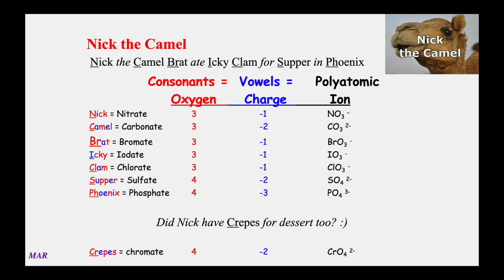Now, camel has three consonants, C, M, and L. It has two vowels, A and E. So C is carbonate, carbon with oxygen, all right? That means CO3 for three consonants and a -2 charge because of the two vowels. And you can keep going through and see how all of these work. If you want to go really crazy, maybe Nick had crepes for dessert. Crepes is chromate, another one we'll run into sometimes.